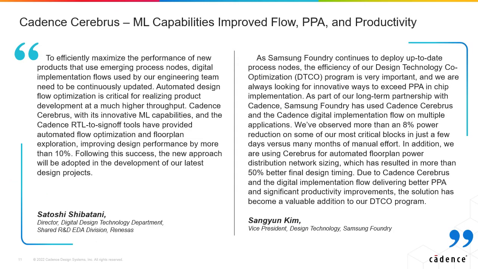A number of customers are already benefiting from Cerebrus full flow optimization technology. For example, Renesas uses Cerebrus as they develop new products on various different process nodes and have already seen success with its floor plan optimization capability. Also, as part of their design technology optimization programs, Samsung Foundry is using Cerebrus to quickly develop flows for new process nodes and design projects, delivering better power results much more quickly than the previously used manual flow development process.